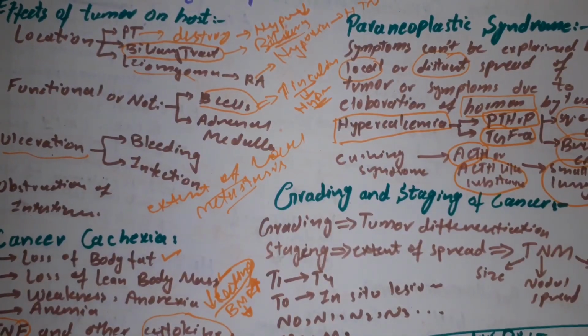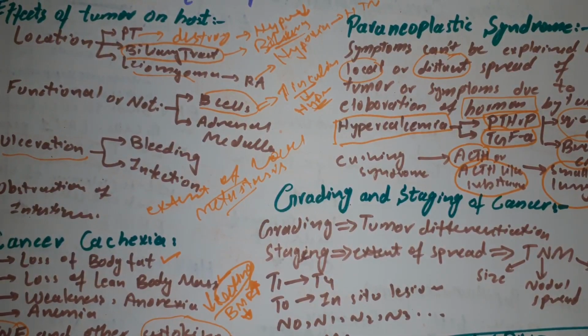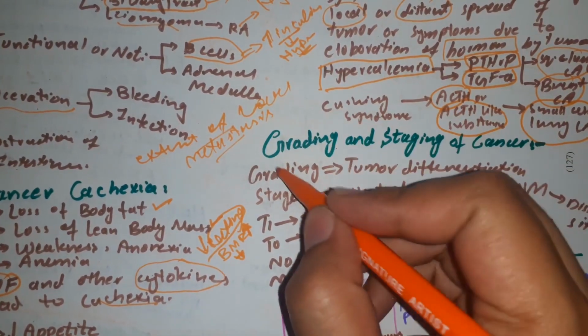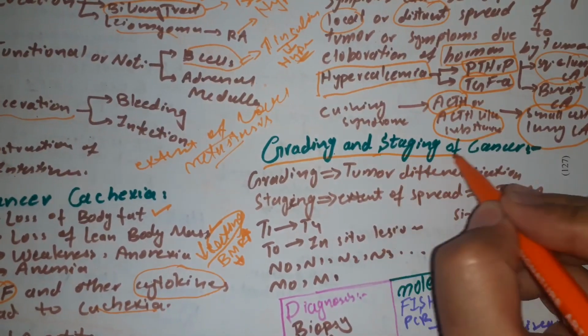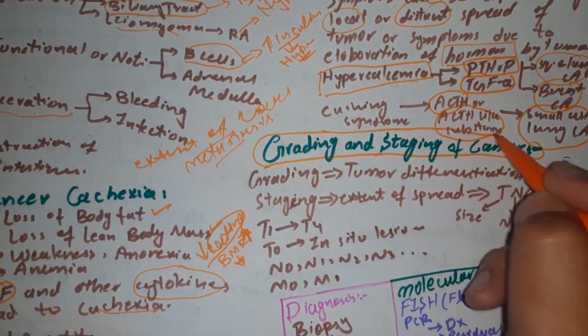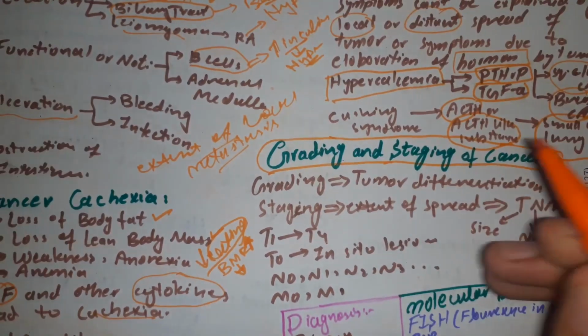So you should have an overview of different paraneoplastic syndromes from the MCQ's point of view here. Okay, next we move on to the grading and staging of cancer. Grading and staging of cancer is important because it helps us to determine the therapeutic effectiveness and therapies for the cancer. So what does grading mean?